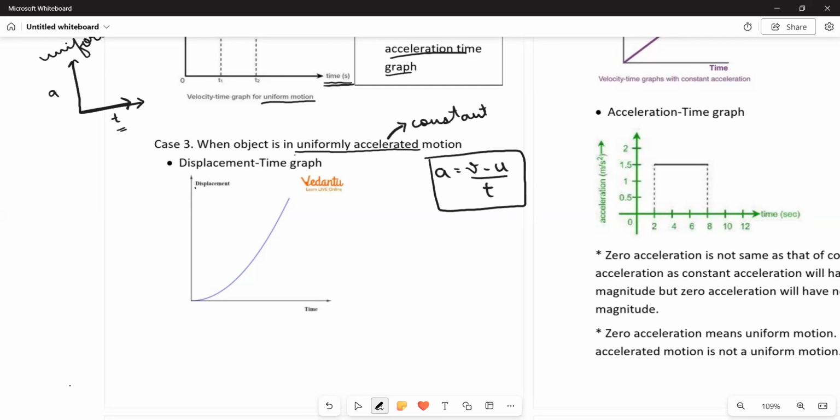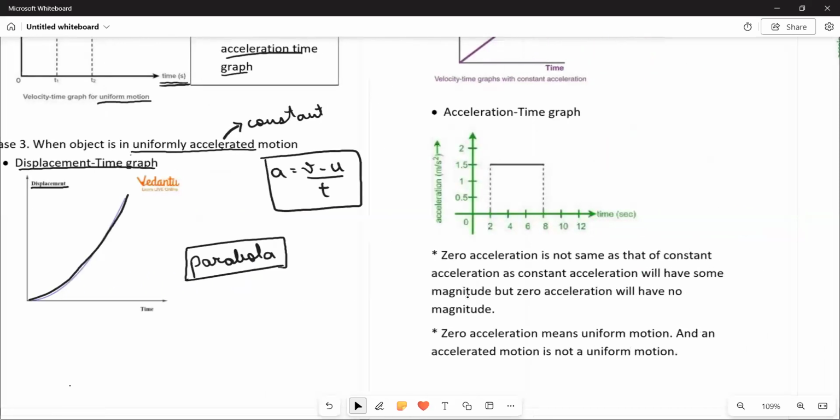So for that purpose, our displacement time graph will be like a parabola. You can check this. This is in the form of a parabola. It will not be a straight line. The displacement time graph for a uniformly accelerated motion will always be a parabola.